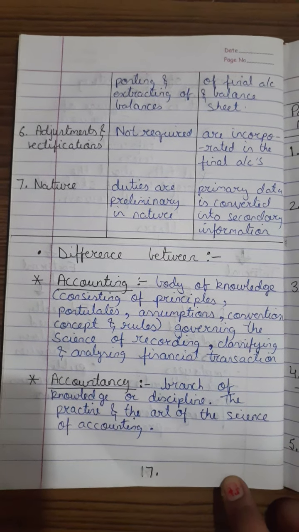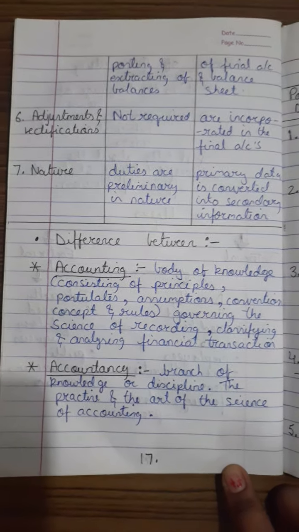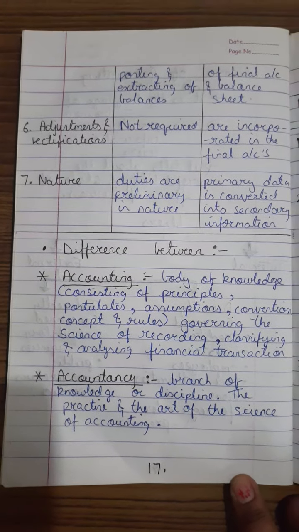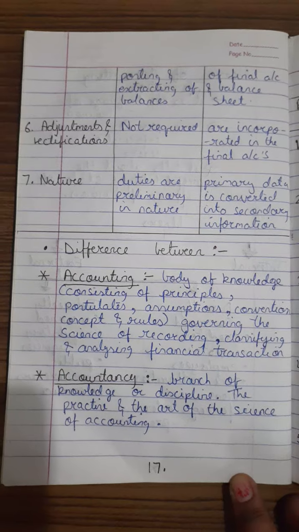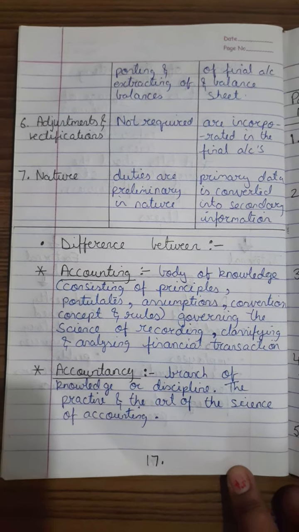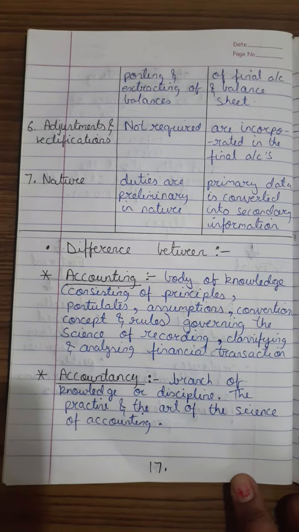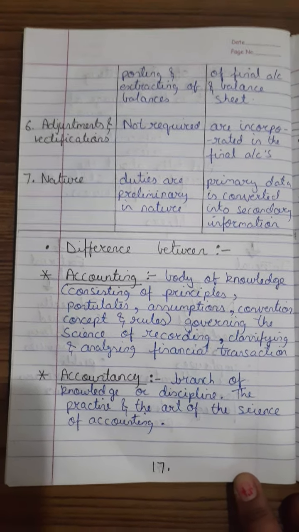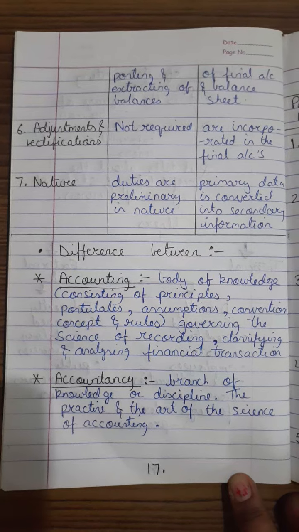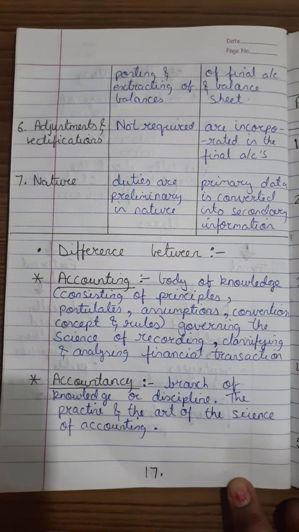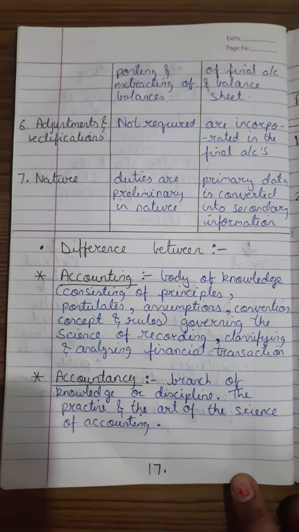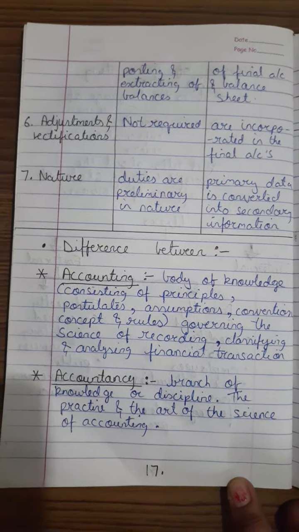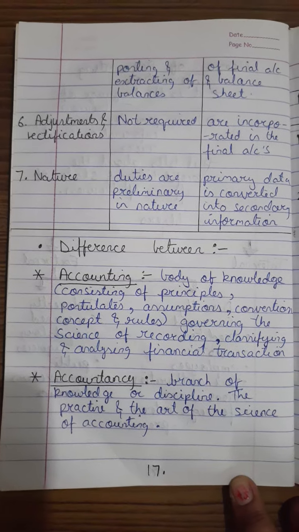Now, the difference between accounting and accountancy. Accounting is body of knowledge, whereas accountancy is branch of knowledge or discipline. Accounting consists of principle, postulates, assumption, convention, concept and rules, which govern the science of recording, classifying and analyzing financial transactions, whereas accountancy is the practice and the art of science of accounting.